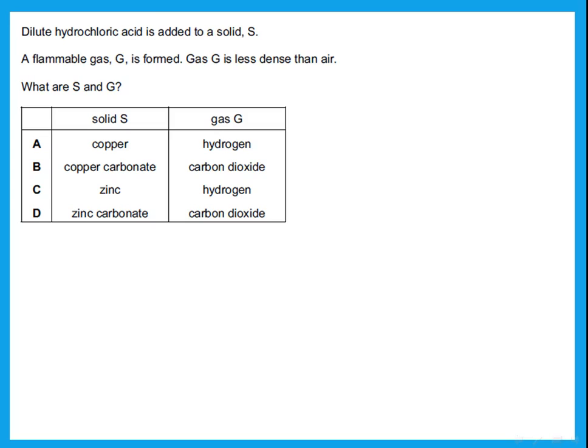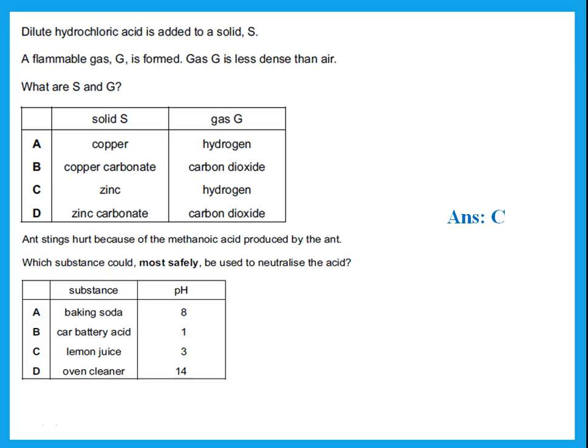dilute hydrochloric acid is added to solid S. So he's adding acid to something to give hydrogen. Now we add acid to what to give hydrogen? We said we add acid to metals to give hydrogen. But will it react with copper? No, copper does not react with acid, so it has to be zinc, right?